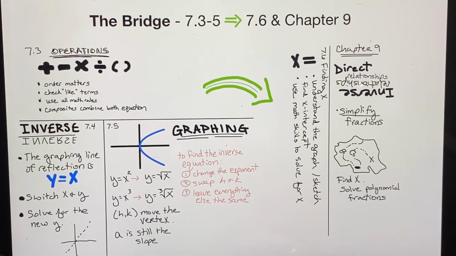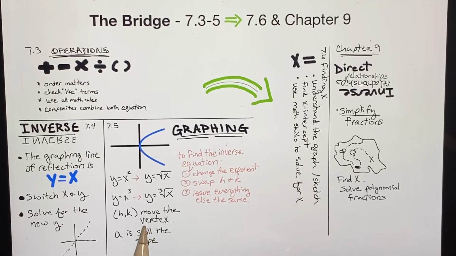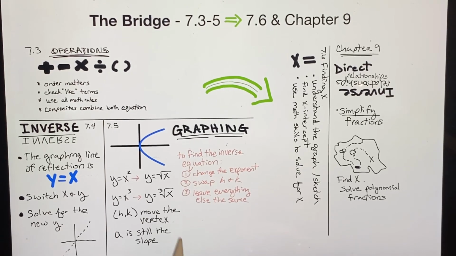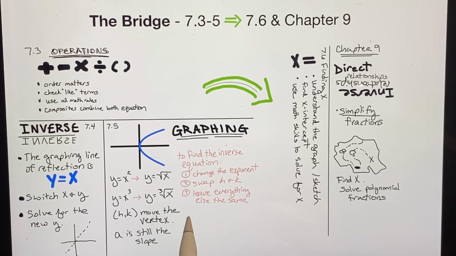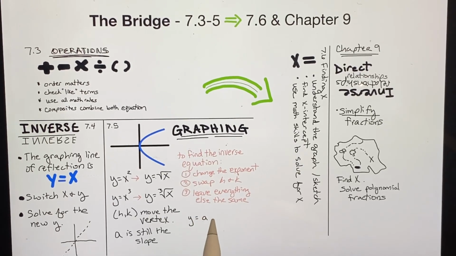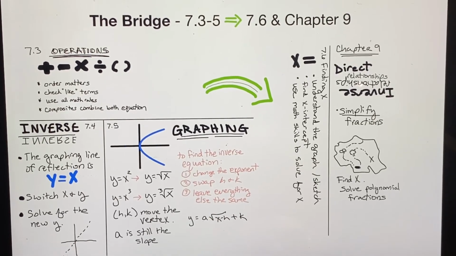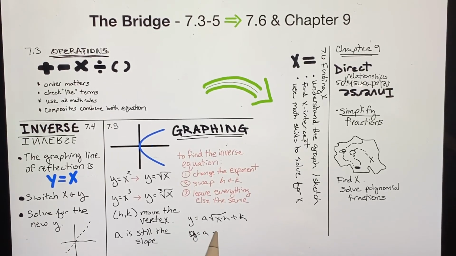As we moved on to 7.5, we looked at actually graphing the equations and their inverses. We learned that the inverse of a squared equation is a square root. The inverse of a cubic equation is a cube root. And we saw that they looked a lot alike, that they are actually all exactly the same. It just depends on what the value around the x is. So our a values are going to be exactly the same.